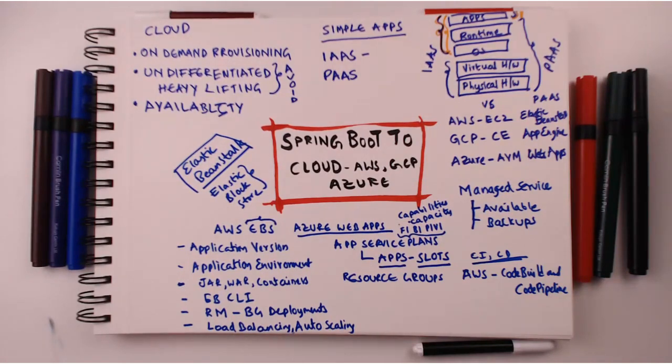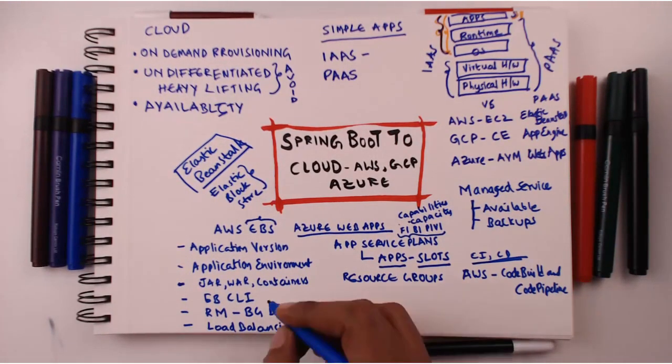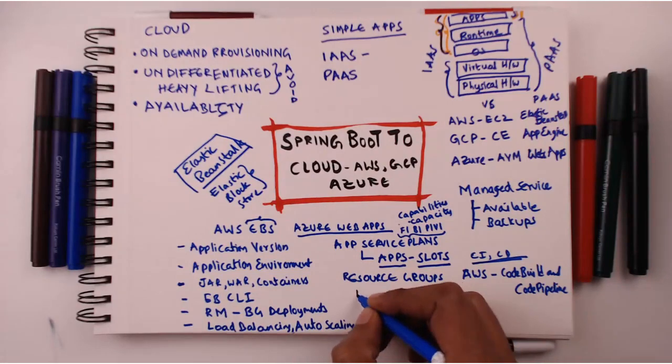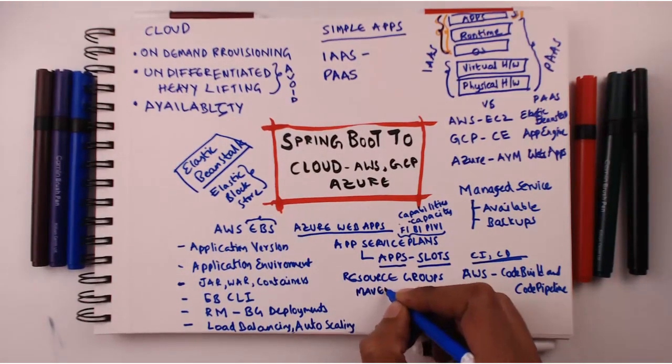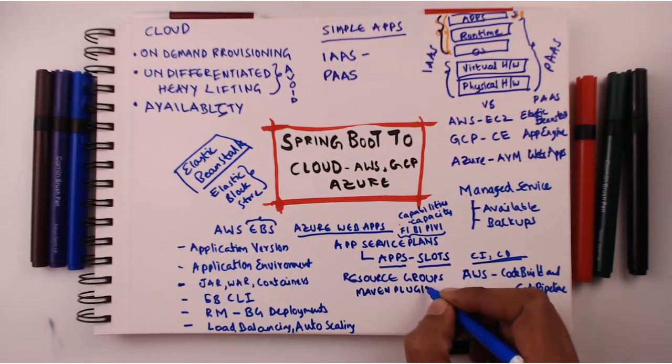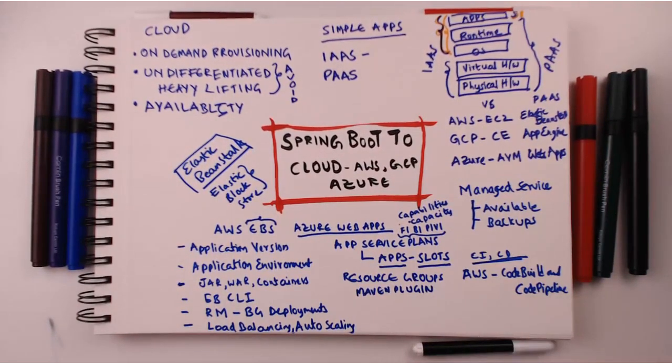The amazing thing about Azure is it also has a Maven plugin. So with the Azure Maven plugin, you can easily deploy your applications like Spring Boot applications out to Azure. It also supports blue-green deployments, which is similar to the EBS stuff. And also it has good support for auto scaling and load balancing.